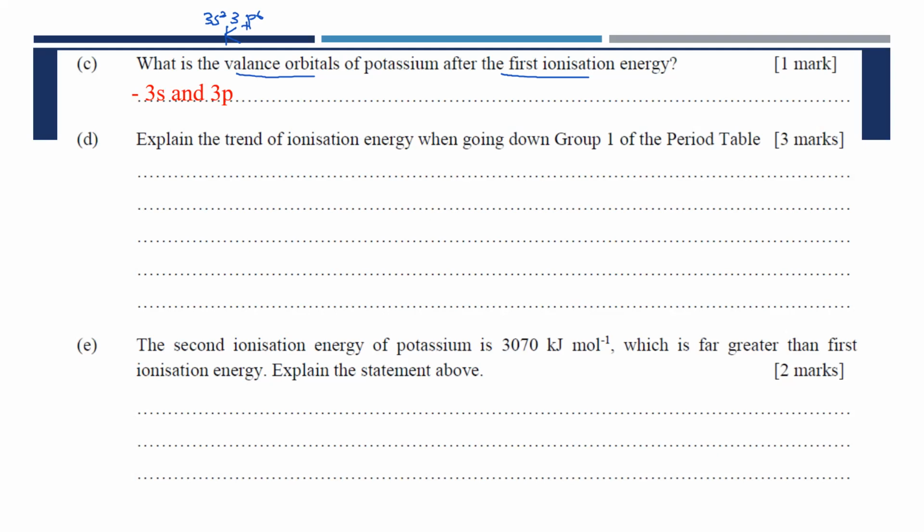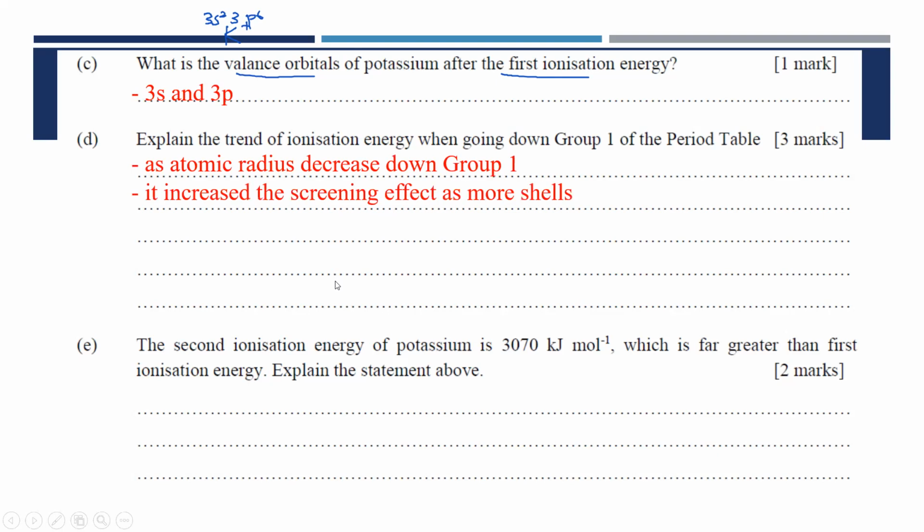D, explain the trend of the ionization energy when going down group 1 of the periodic table. As I already told you just now, when going down the group, ionization energy decreases. Since atomic radius increases down group 1, while screening effect and nuclear charge increase, the effective nuclear charge decreases down the group. Okay, so these are the keywords. If possible, don't limit yourself to writing just this. You should also add that nuclear charge also increases. Okay, so that is for D.